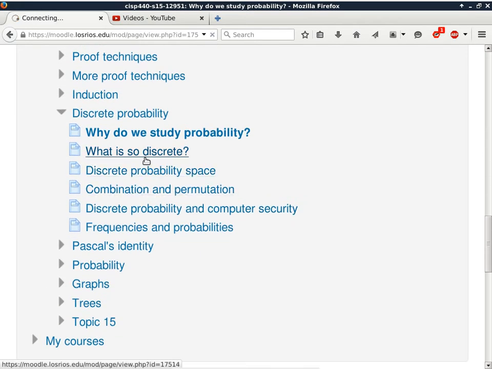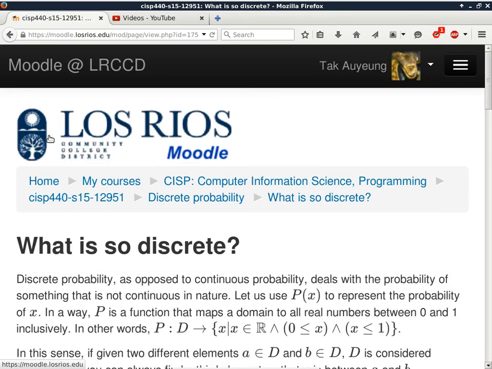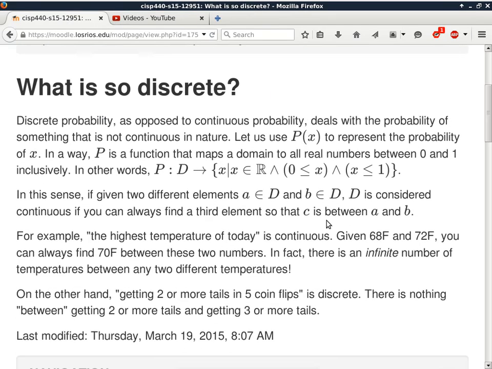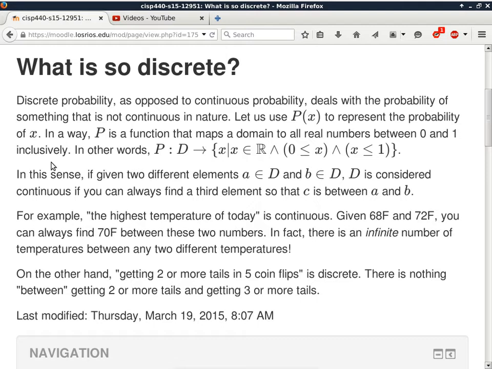All right, so the next topic is talking about what is so discrete. Why do we call discrete probability discrete probability? It starts off with the probability of something. Discrete probability deals with something that is not continuous. Because you're in this class, you must have taken pre-calculus already. And in pre-calculus, you deal with continuous stuff.